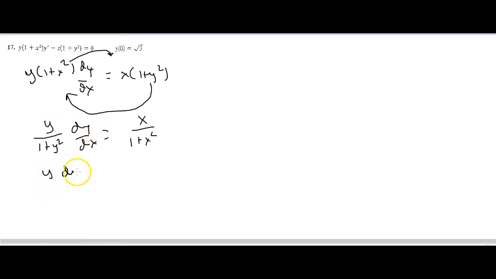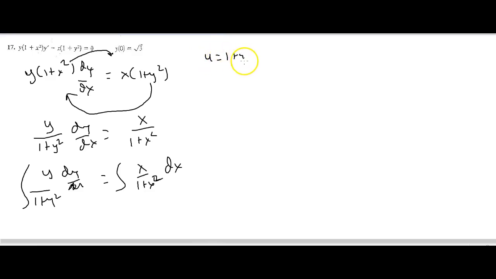I get y dy, I'm going to get rid of the dx on the bottom. 1 plus y squared equals x over 1 plus x squared dx. And I'm ready to do the magic. Integrate both sides. Now, again, they're exactly the same, so I'm doing dy on the left, dx on the right, so I'm just going to do it for one side because I'm lazy.